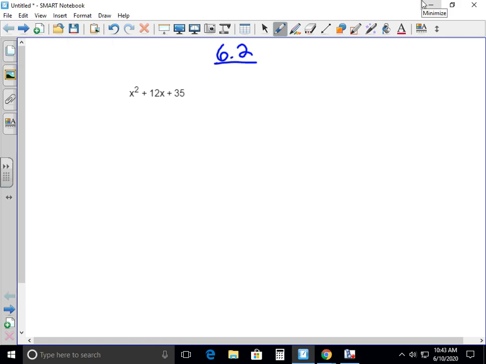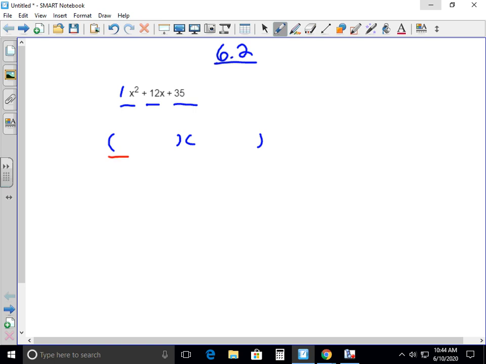So let's look at some examples in 6.2. In this section, we're factoring trinomials that are in this format. We have an understood 1 coefficient of x squared, then we have an x term, and then a constant. So if you watch the lecture video, they're going to factor this way.